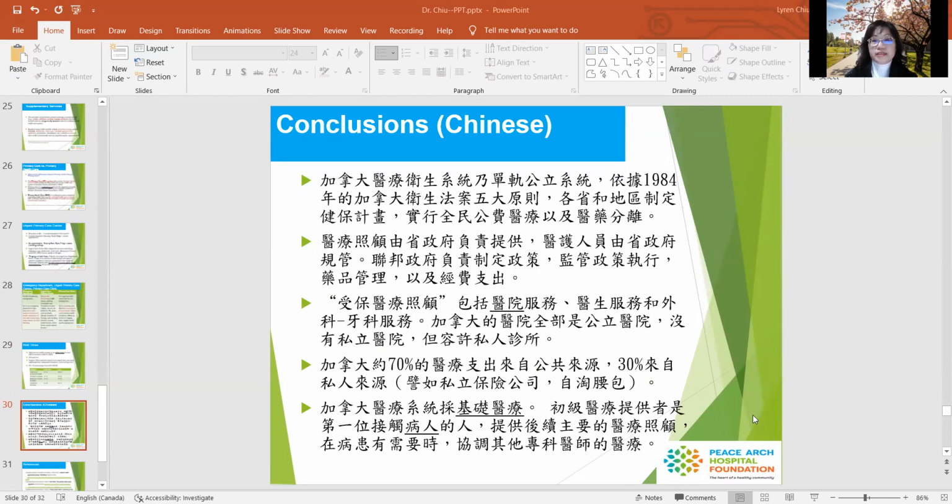Okay, I will just summarize briefly in Chinese, so you understand. If you're not very clear about the English, you might want to understand more in Chinese. So I have some Chinese conclusions.